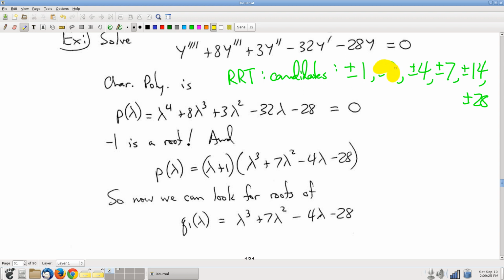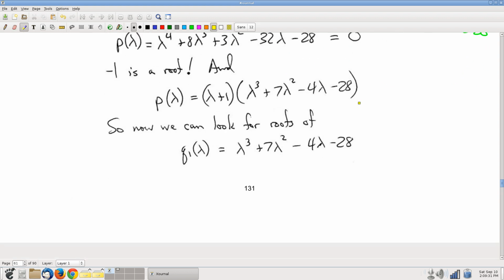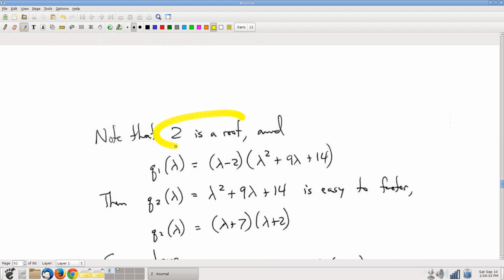Okay, so then you try 2. And then you keep going. You try negative 2. You keep trying things until you run out of things to try. The good news is that 2 does work. 2 is a root. That's arithmetic you guys can confirm for yourselves. Therefore, lambda minus 2 is a factor, which you can long divide. The quotient ends up being this.